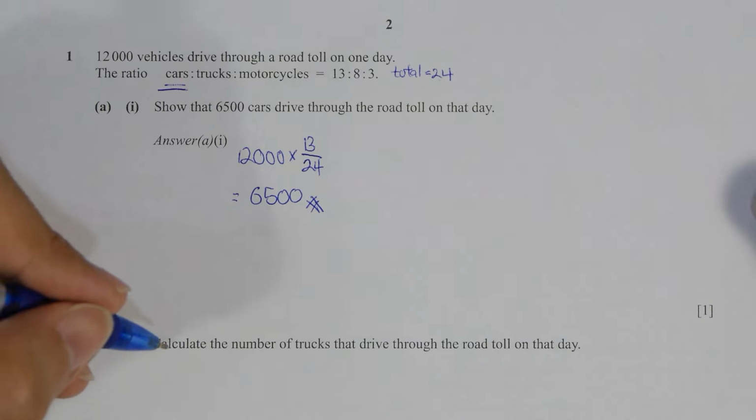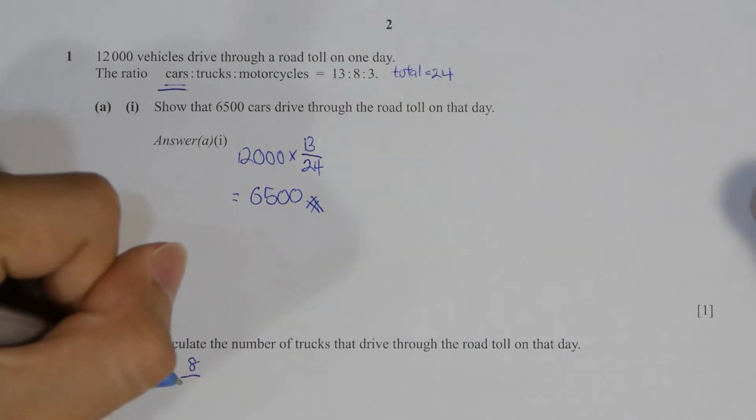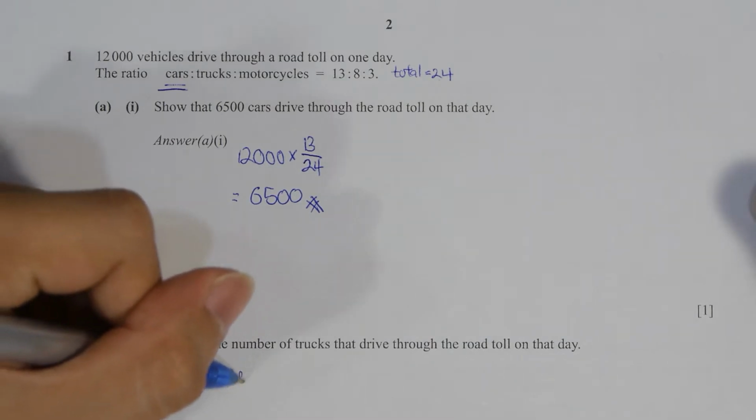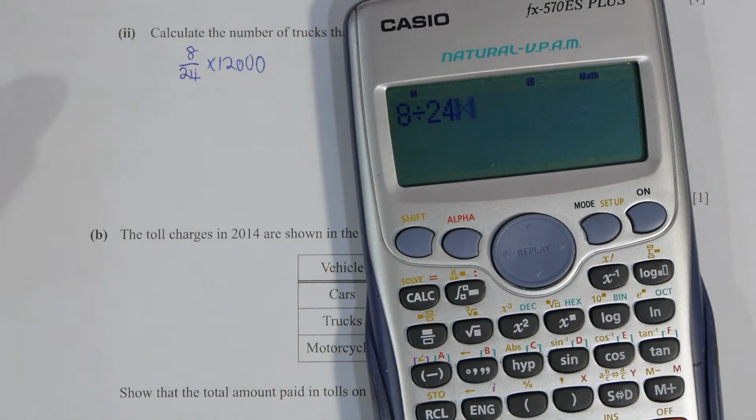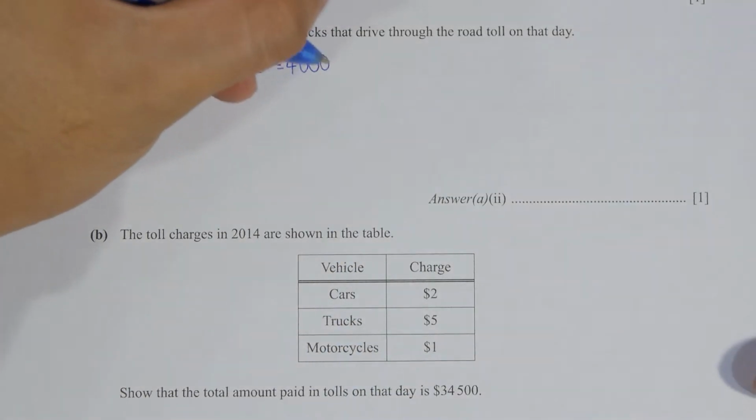For part 2, calculate the number of trucks that drive through the toll on that day. So the trucks ratio will actually be 8 over 24 multiplied by 12,000, then you get 4,000 trucks.